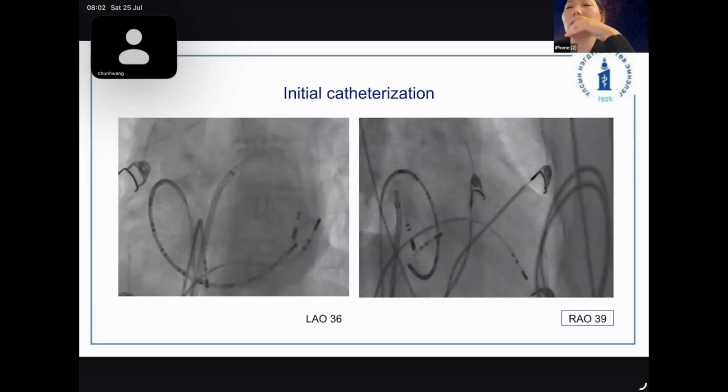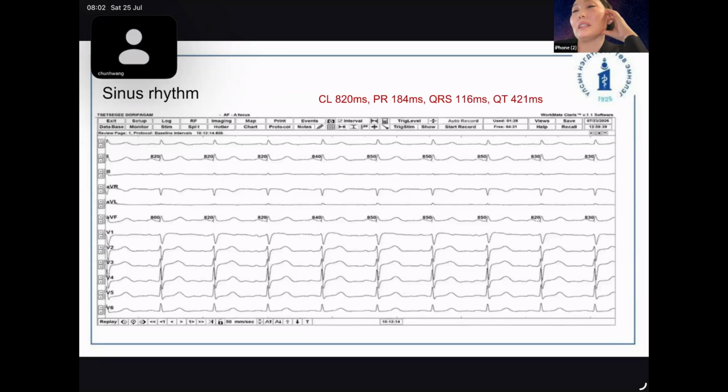We used the duodecapolar catheter for the coronary sinus, the quadrupolar catheter in the RV, and another one in the HIS, and we started the EP study. When we started the procedure, the patient was in sinus rhythm, cycle length 820, with normal PR, QRS interval and QT.